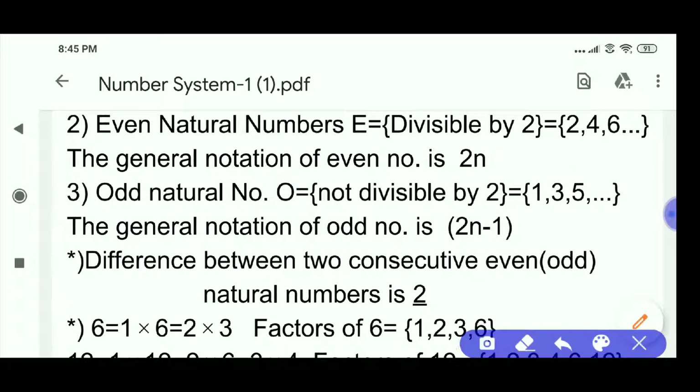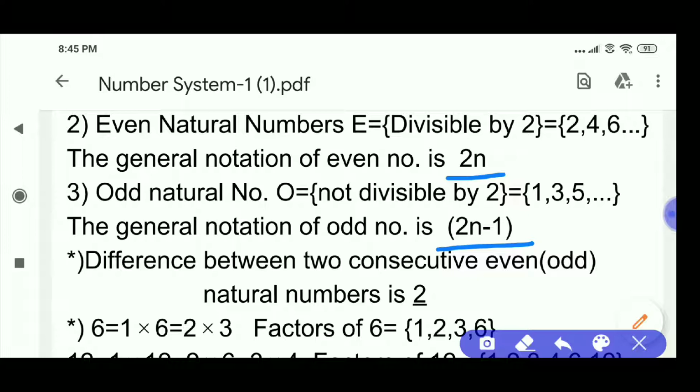For example, take n as 10. 2 into 10 is 20, minus 1 is 19. It is an odd number. In place of n, take for example 9. 2 into 9 is 18, minus 1 is 17. Again it is an odd number. So generally we represent odd numbers as 2n minus 1 and even numbers as 2n.